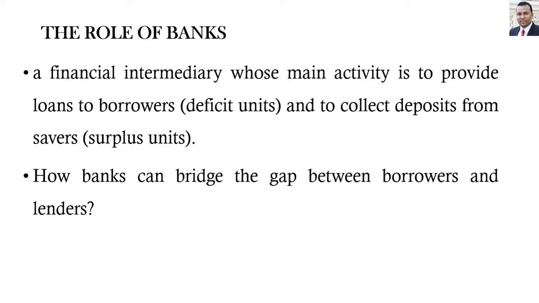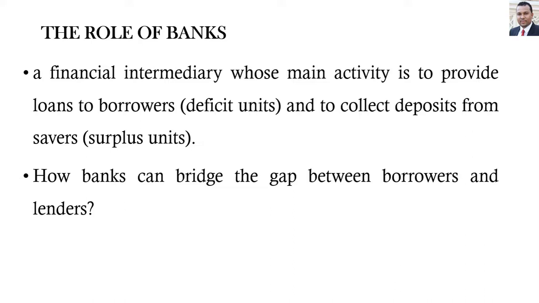The role of banks. First, a bank can be defined as a financial intermediary whose main activity is to provide loans to borrowers and to collect deposits from savers. So, in other words, banks act as intermediaries between borrowers and savers. We can call borrowers deficit units. On the other hand, savers are surplus units.